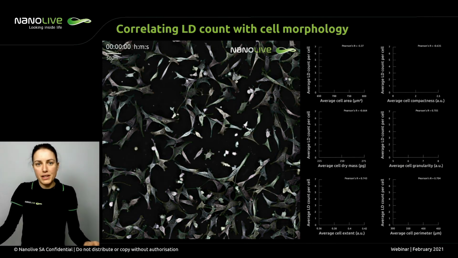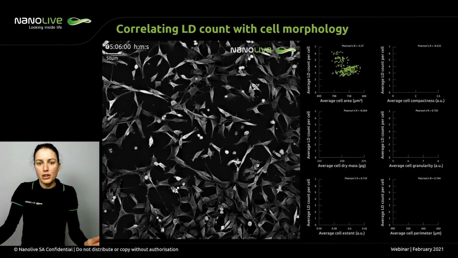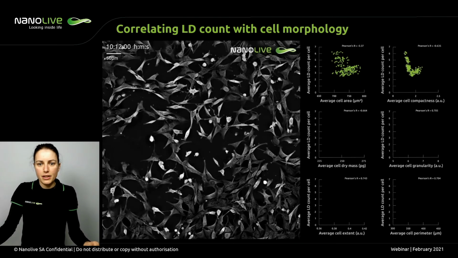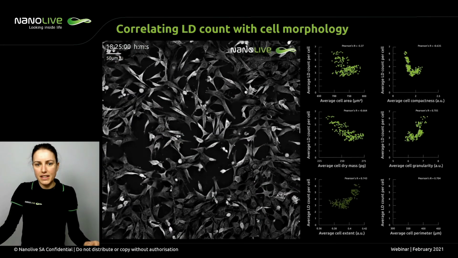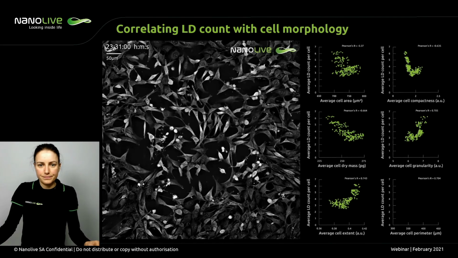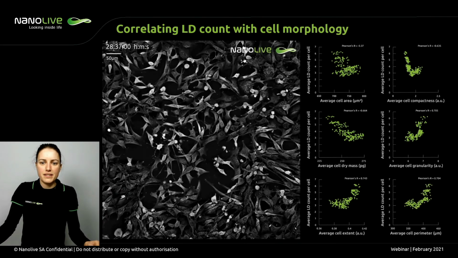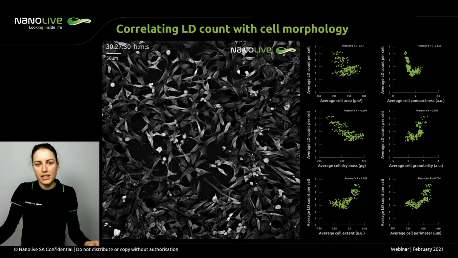Correlating the number of lipid droplets with other parameters, other morphological traits may provide a clue. So here I've plotted average lipid droplet count against cell area, compactness, dry mass, granularity, extent, and perimeter. We can see from these scatter plots that three traits, perimeter, extent, and granularity, are positively correlated with lipid droplet count. Two traits, compactness and dry mass, are negatively correlated with lipid droplet count, while no correlation exists between cell area and lipid droplet count.